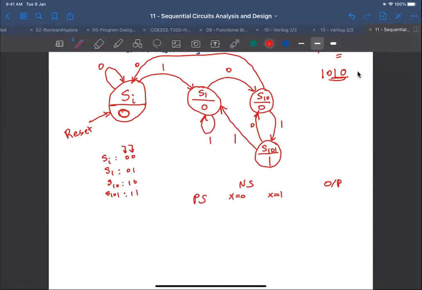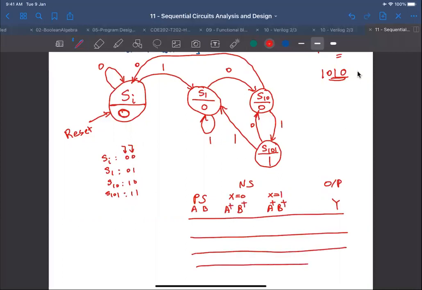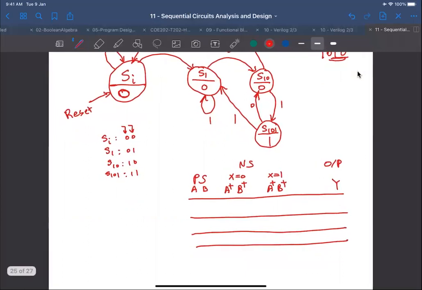Answer is no. Why? Because this is a Moore machine. So this is only Y. And this is what? This is, let's call them A plus and B plus. Sometimes we call them DA and DB. And this is A and B. So please pay attention, so that if I make a mistake, you catch it.